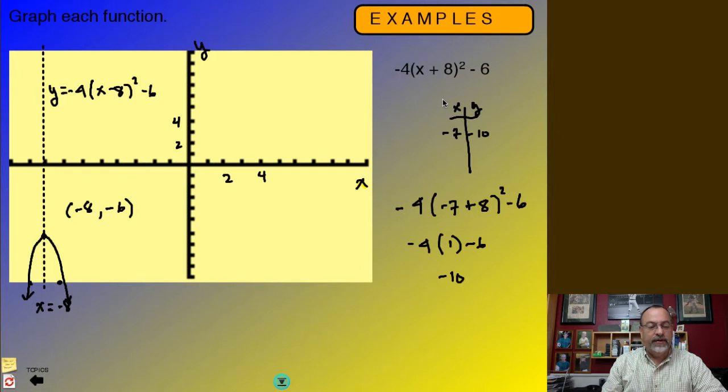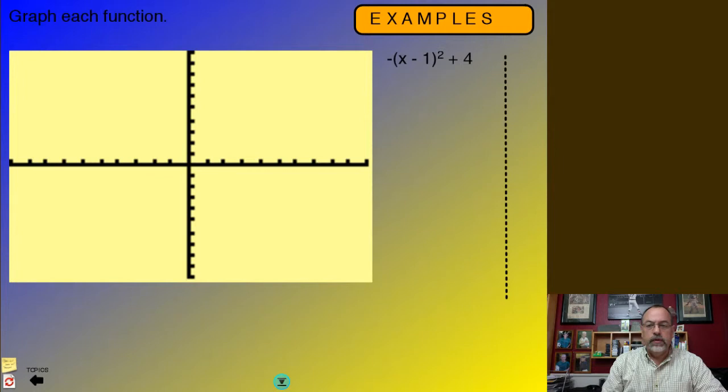Okay, I'm going to do another number of examples. Again, as always, you watch as many as you need to help you figure out how to do it, and then you can stop the video anytime you like. My next example here, I have -(x minus 1) squared plus 4.